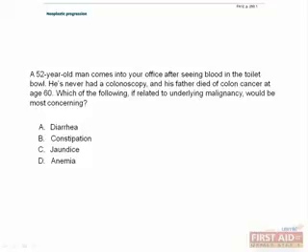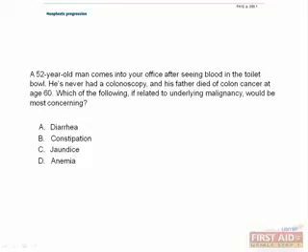Diarrhea, constipation, jaundice, or anemia? This is a tough question. If we're worried that this patient has colon cancer, any of these symptoms could arise, but metastatic colon cancer would be the most concerning since it would be a sign of very advanced neoplastic progression.